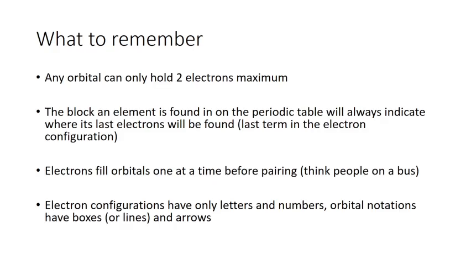So, things to remember: any orbital can only hold 2 electrons maximum. The block an element is found in on the periodic table always indicates where its last electron will be found, so the last term in the configuration. Electrons fill orbitals one at a time before pairing. Think about people on a bus. Electron configurations have only letters and numbers, while orbital notations have boxes or lines and arrows.